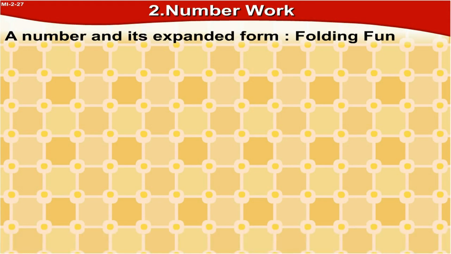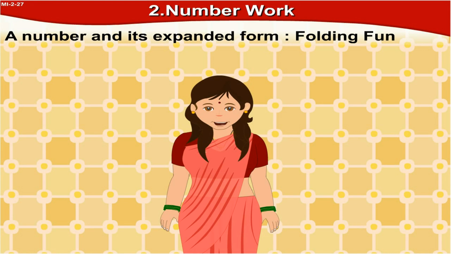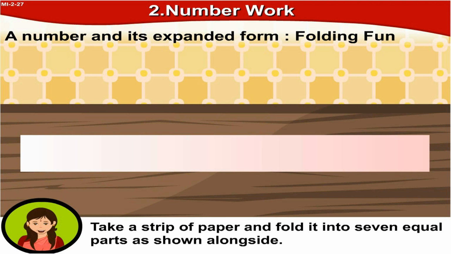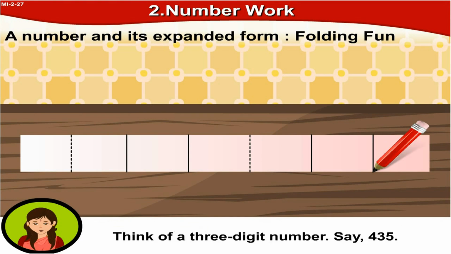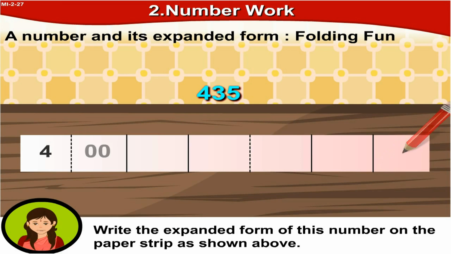A number and its expanded form. Folding fun. Children, let's make a folding card to show a 3-digit number and its expanded form. Well, take a strip of paper and fold it into 7 equal parts as shown alongside. Think of a 3-digit number, say 435. Write the expanded form of this number on the paper strip as shown above.